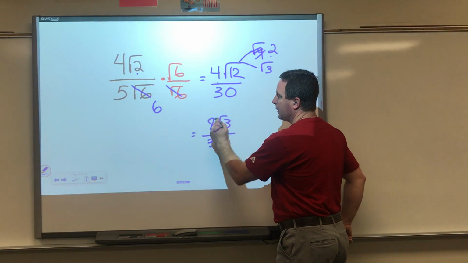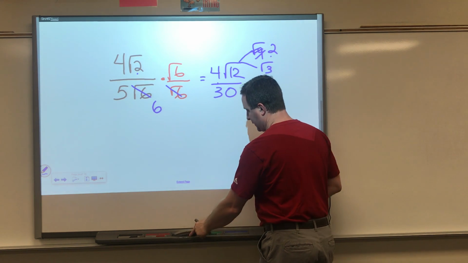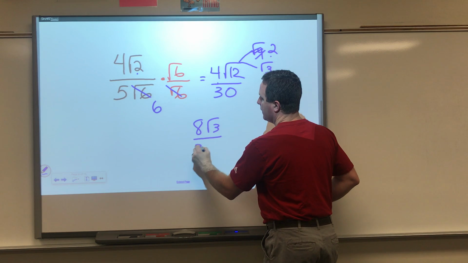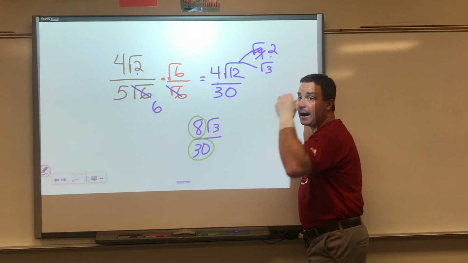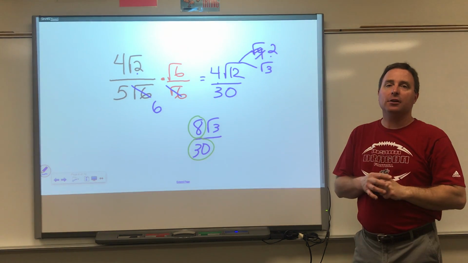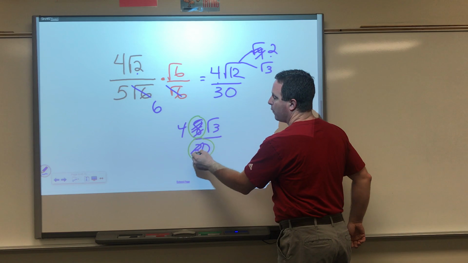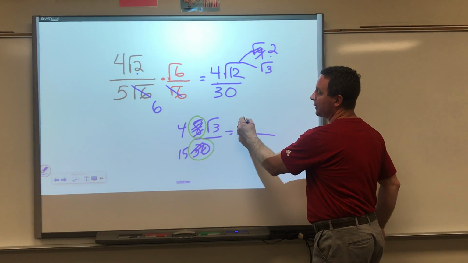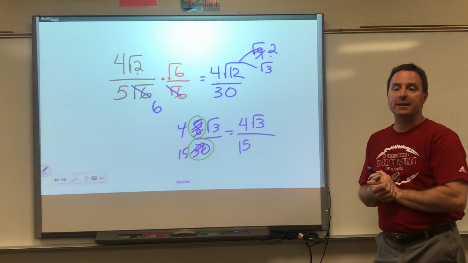Okay, so I got the radical simplified. Now let's look at the big numbers. What about my big number? Can something be divided into each of those? Yeah, if you look closely, a 2 can be divided into each one. So if I divide both by 2, I get a 4 and a 15. And that's as far as we go, so my grand finale answer is 4 square roots of 3 over 15.